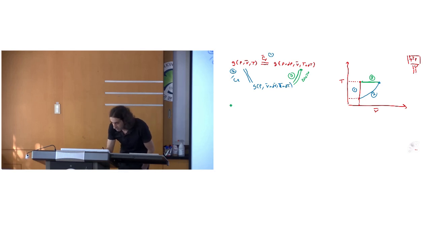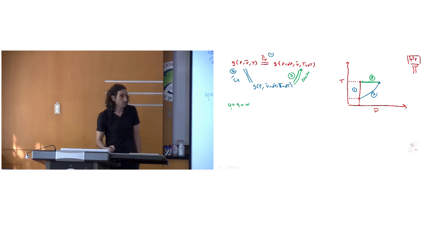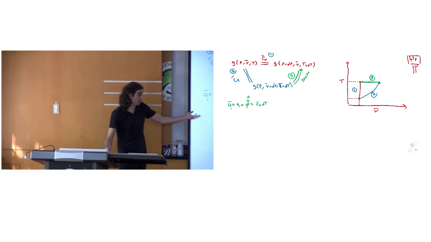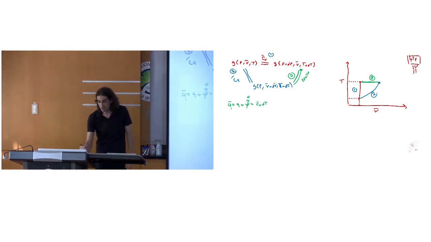Now we come to 1. U1 is equal to what? Q plus W. W is what? Constant volume, so 0. And Q is CV dT. We just use this way. Confusing? No, right? This is U1.